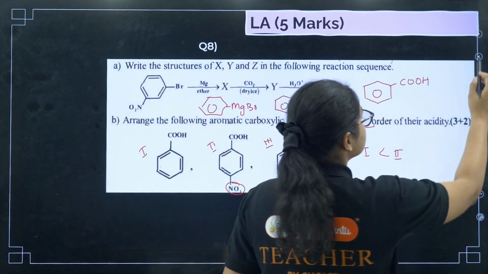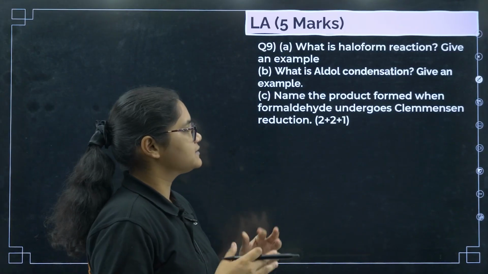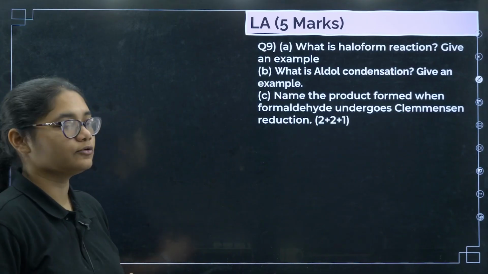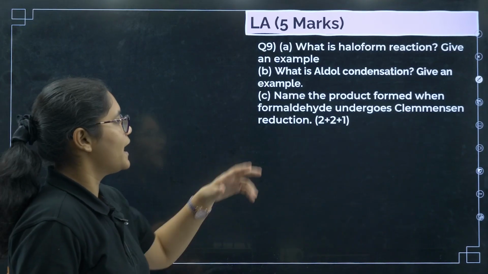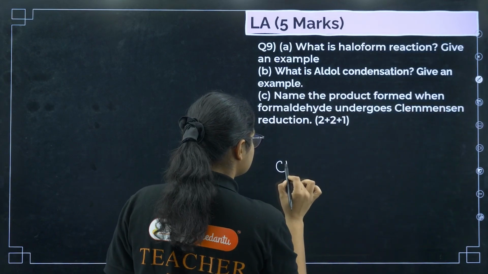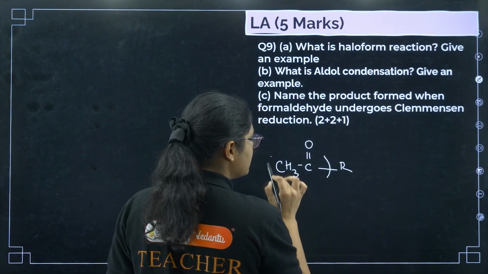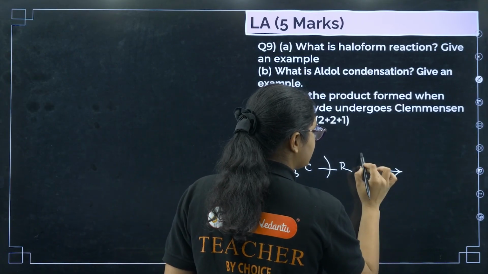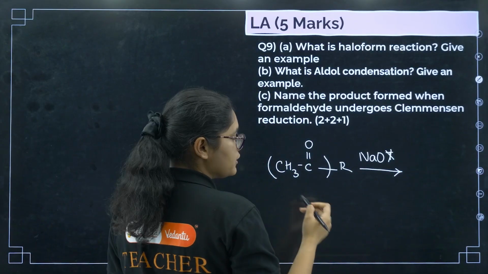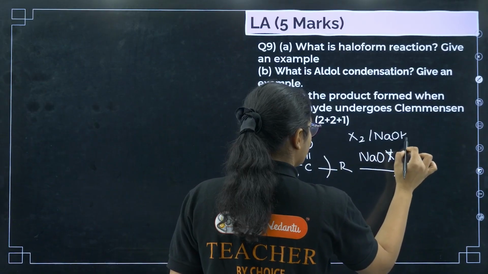Okay. Next, we have: what is the haloform reaction, give an example. What is aldol condensation, give an example. Name the product formed when formaldehyde undergoes Clemmensen reduction. Okay, haloform reaction. So what is the haloform reaction? If you see, if I have this CH3CO group, and here anything is present, I don't care, this group should be there, and if I treat it with NaOX, or you can write it like X2/NaOH. Okay, then what happens?